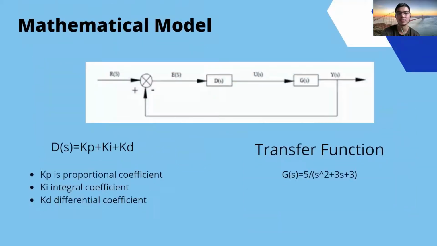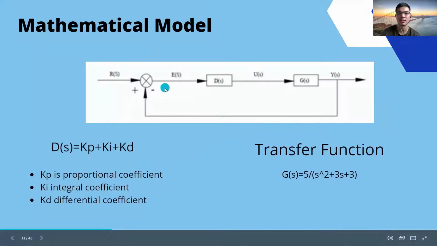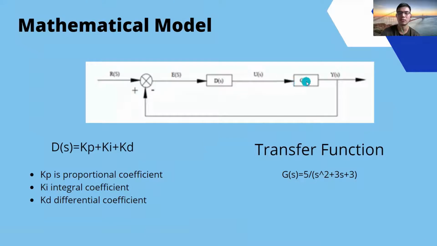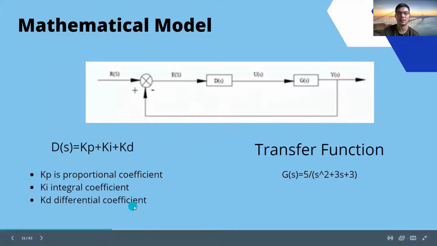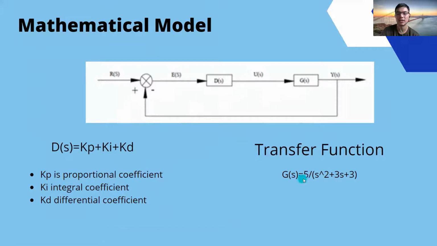This is our mathematical model, which has our input R(s), and we go to E(s), D(s), U(s), and we will produce G(s) in the output. We have D(s) equal to Kp plus Ki and Kd, where Kp is the proportional coefficient, Ki is the integral coefficient, and Kd is the differential coefficient. For our screw press transfer function, we get G(s) equal to 5 over s squared plus 3s plus t. And next, I will pass to my friend to present.